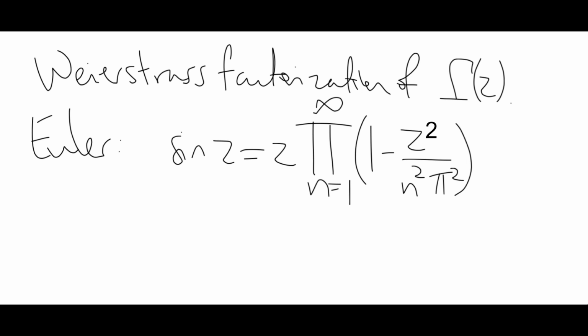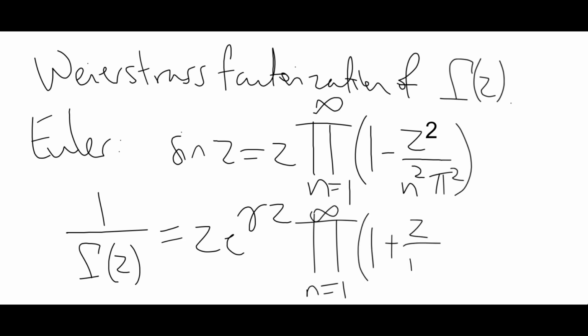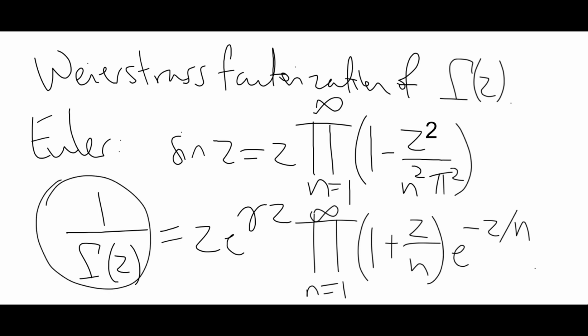So the analogous factorization for the gamma function, well, it ends up being nicer to look at 1 over gamma, for reasons that I'll explain in a moment. You end up with z e to the gamma z times the product over all positive integers of 1 plus z over n times e to the minus z over n. Okay, now where on earth does this come from? Well, we can motivate this by looking at the zeros of 1 over gamma. That will at least get us a good chunk of the formula.